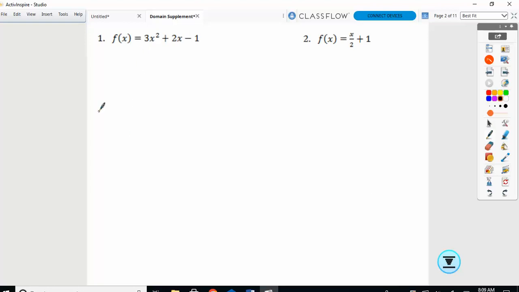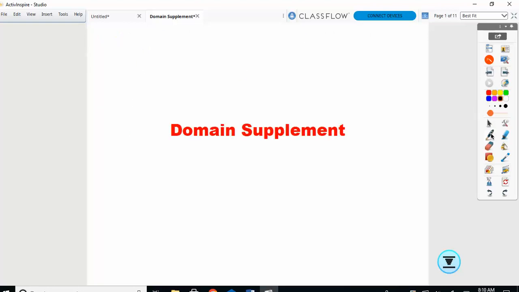So, two things that I want you to remember with domains. In a fraction, the denominator cannot be 0. What's the denominator? The bottom. So in a fraction, the bottom cannot equal 0.